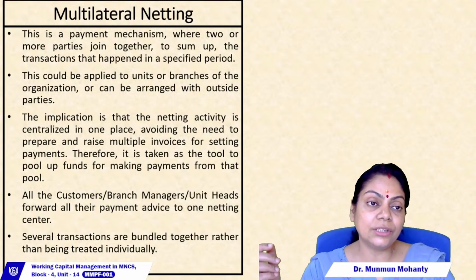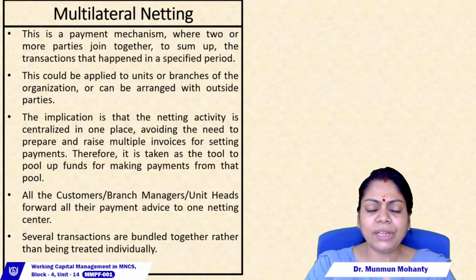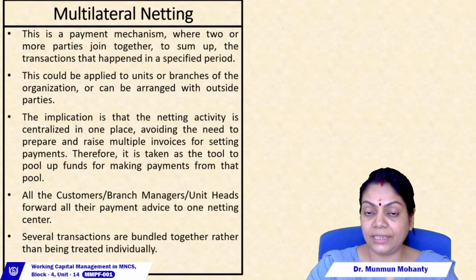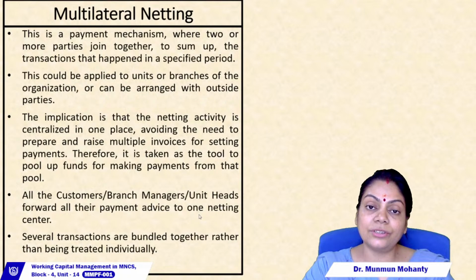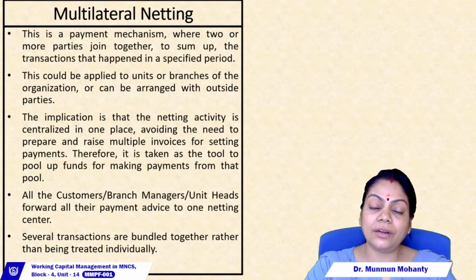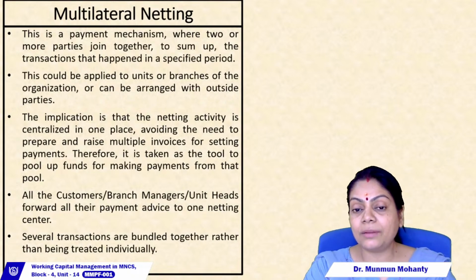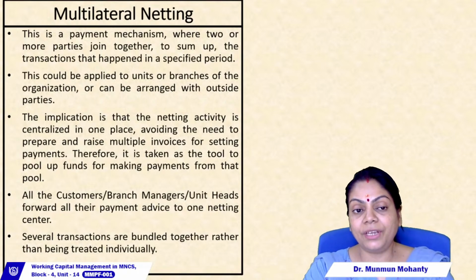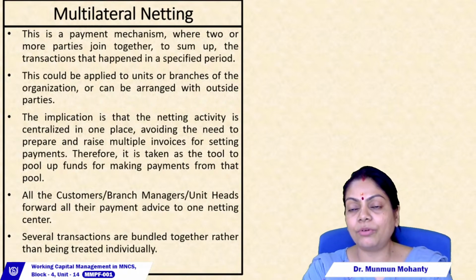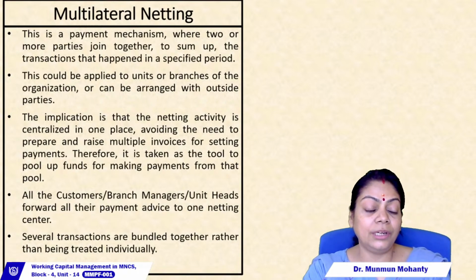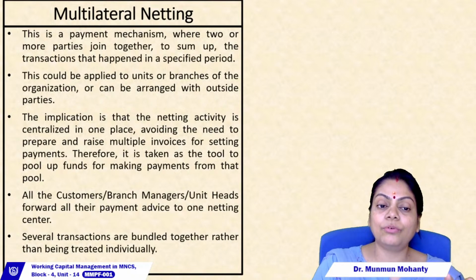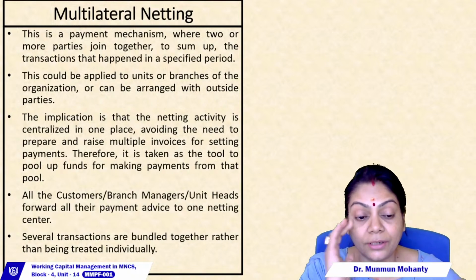And one method of doing it is the multilateral netting. You can then talk about the customers of the branch managers or the unit heads, or they forward all their payment to one netting center, and the several transactions are bundled together rather than being treated individually. Now, for example, if you have similar kind of transactions within the last 3 to 5 days, suppose you have purchased material from one particular party, and in the last 5 days you have placed 8 to 10 orders, then all of those can be clubbed together to come up with a net transaction figure.